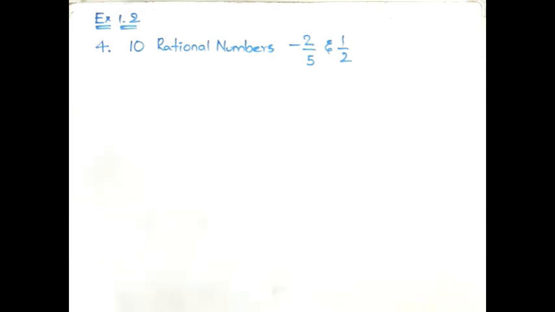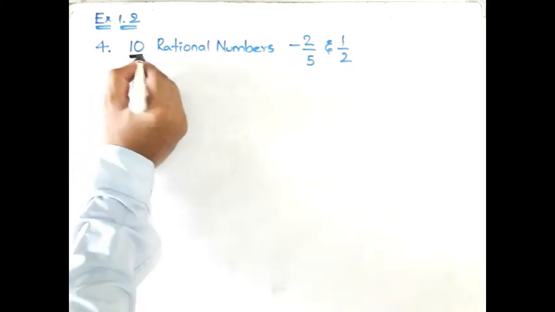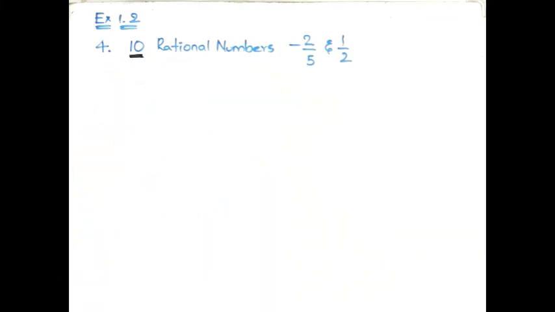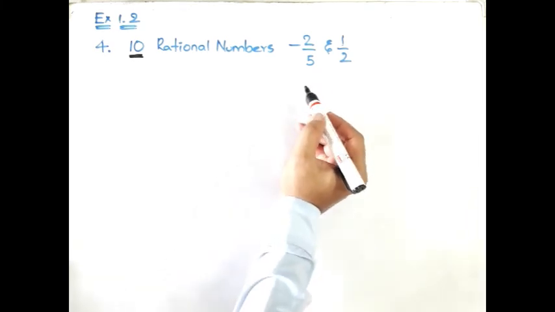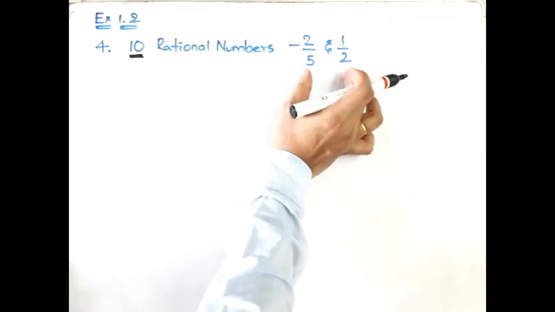For bigger numbers like this, if they ask us to find 10, 7, then what we have to do is, first we have to be very clear that the denominators are different.